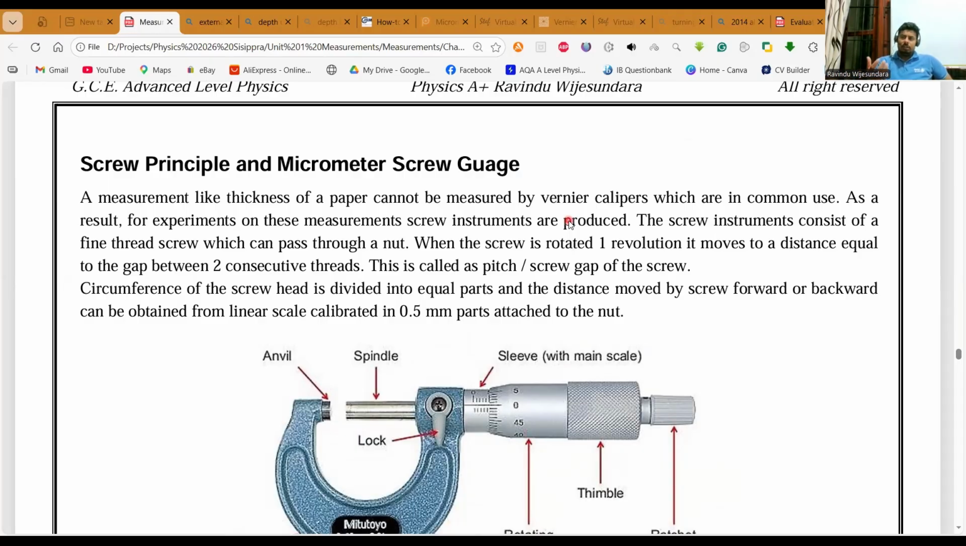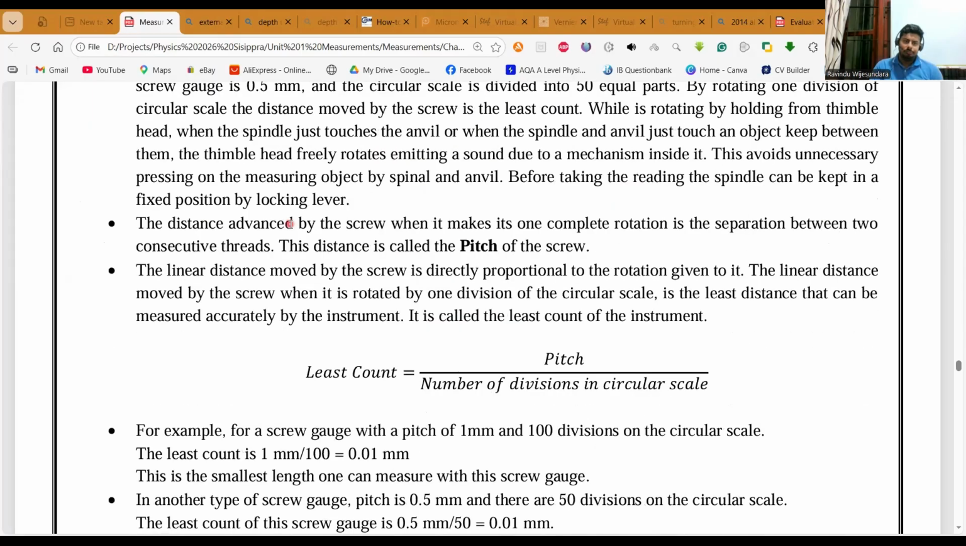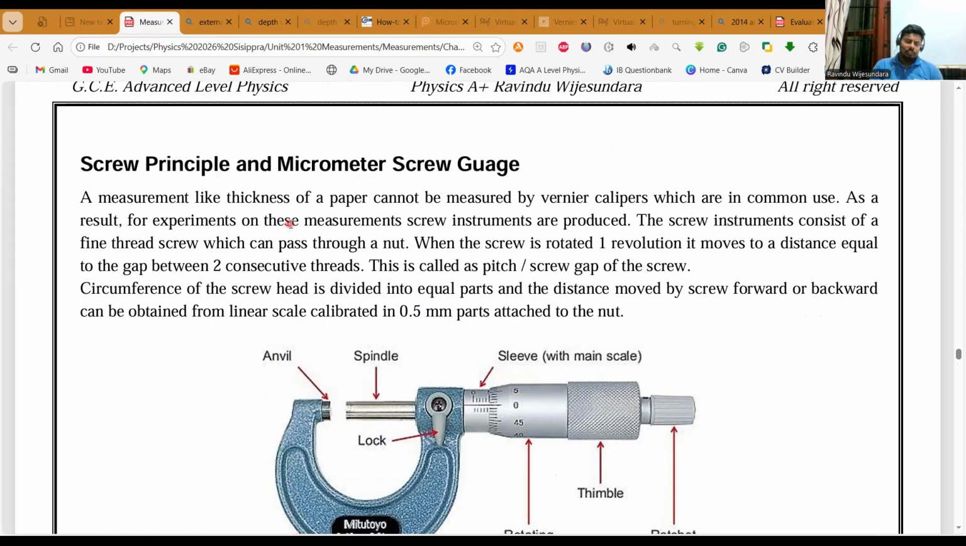So if you are measuring lengths less than 10 millimeters, then your percentage error will be very high through the Vernier caliper. Then you need a more accurate one, more accurate than the Vernier caliper. So the micrometer screw gauge is the most common apparatus that is used instead of the Vernier caliper to measure smaller lengths, right? So first we'll understand what the screw principle and micrometer screw gauge are. Right. First thing is the screw principle.